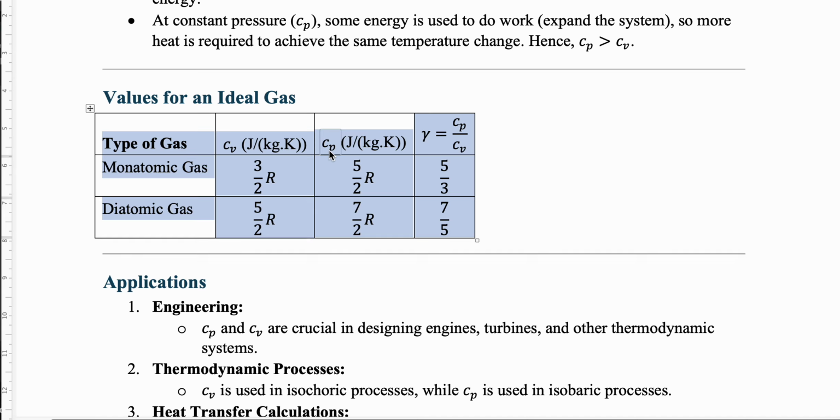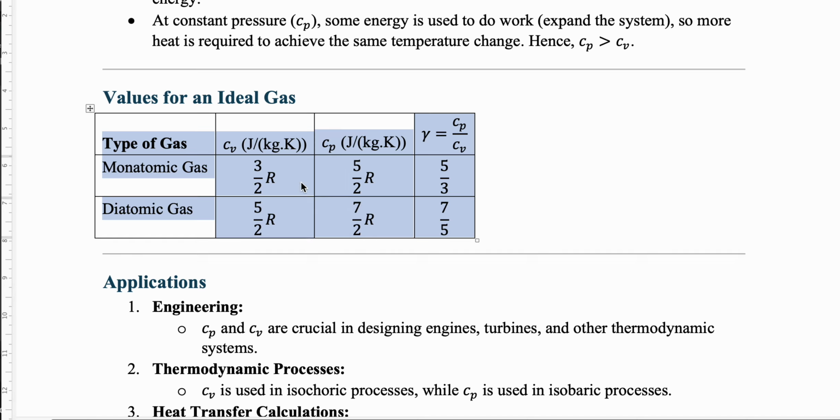On the other hand, if you're considering the specific heat at constant pressure, for monoatomic it is 5 by 2R, and for diatomic it is 7 by 2R. Okay, we should remember these results because these are used every now and then. You might have some questions as well, MCQ, objective, whatever.